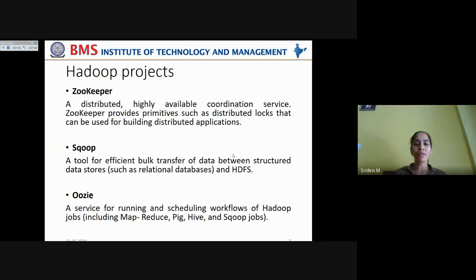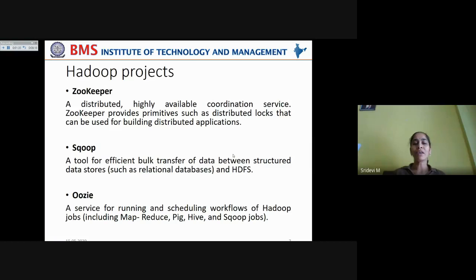And Scoop is another project. It is a tool for efficient bulk transfer of data between structured data stores and HDFS. Because data can be first read into RDBMS, and then it can be transferred in bulk to HDFS clusters. In order to perform such efficient bulk transfer of data between RDBMS, or any structured data stores, and HDFS, Scoop can be used.